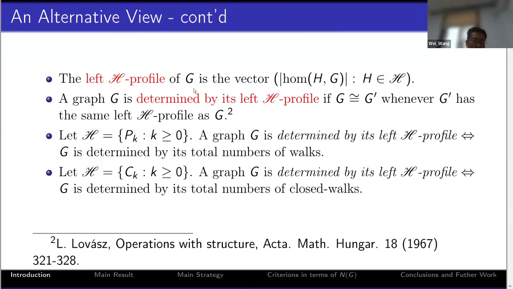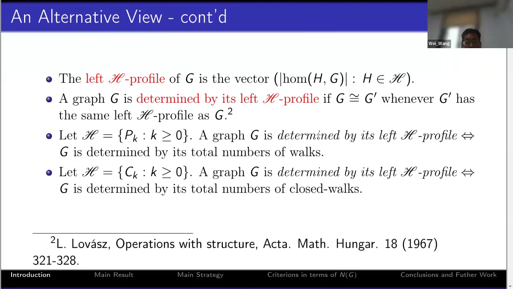A graph G is determined by the Lovász profile if H is isomorphic to H' whenever H' has the same Lovász profile as G. This definition appears in Lovász's paper from 1967, where he studied this problem. Let's denote script H by the family of all paths P_k of length k, where we allow k to be 0, so k is greater than or equal to 0.